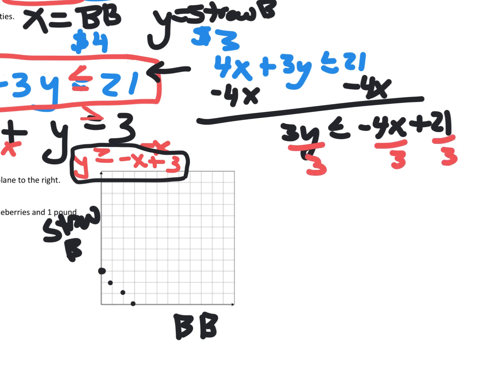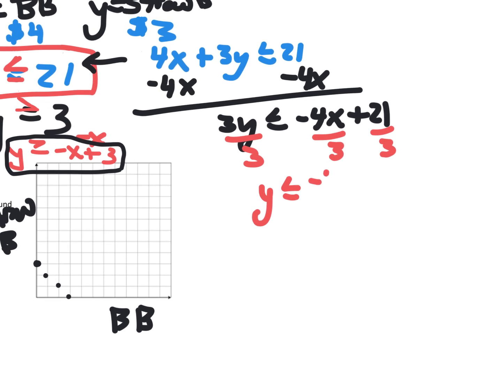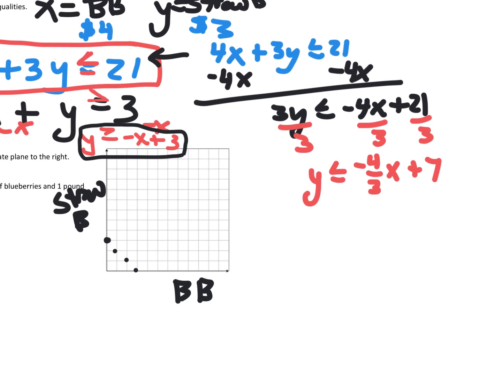My dream world is that everybody gets this right, but I'm also just being real that maybe this one is too hard for some. And now I solved it for y, and now 7 is where I start. Negative 4/3 means I go down 4 and over 3. Down 4, over 3.